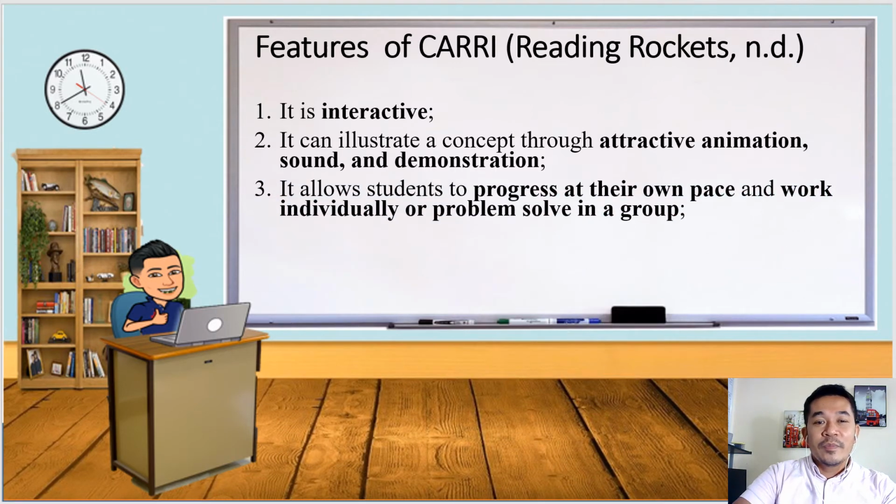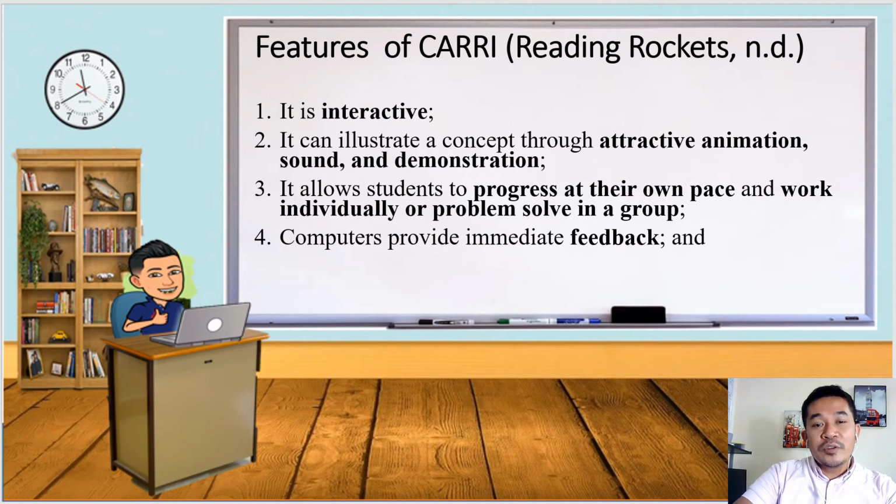And third, it allows students to progress at their own pace and work individually or problem solve in a group. Computer-assisted instruction moves at the student's pace and usually does not move ahead until they have mastered the skill. Fourth is that computers provide immediate feedback, letting students know whether their answer is correct. If the answer is not correct, the program shows students how to correctly answer the question.